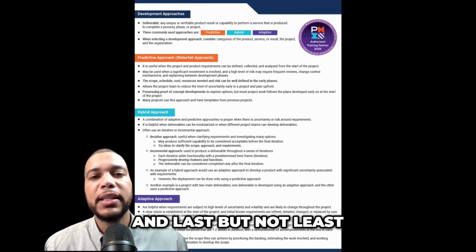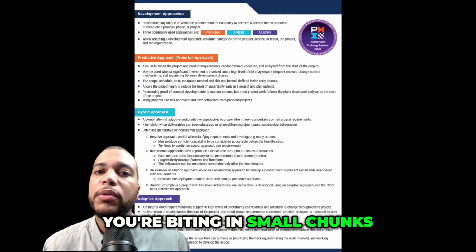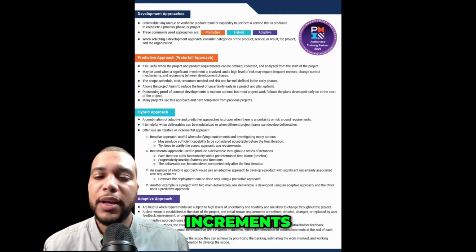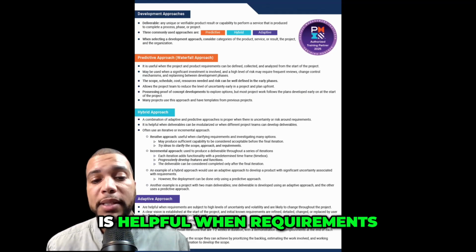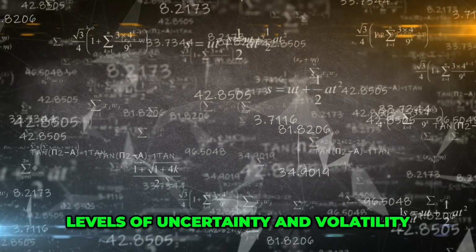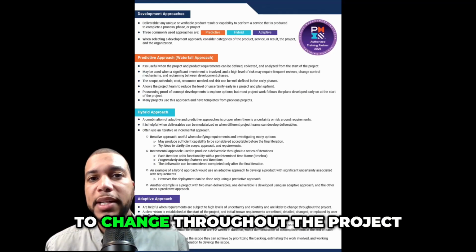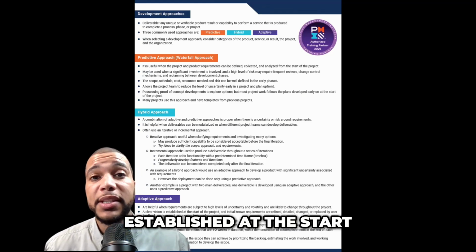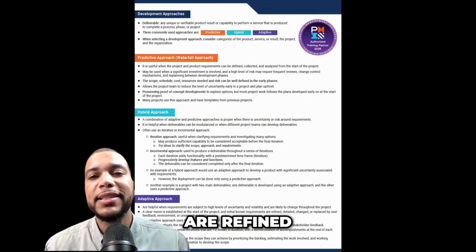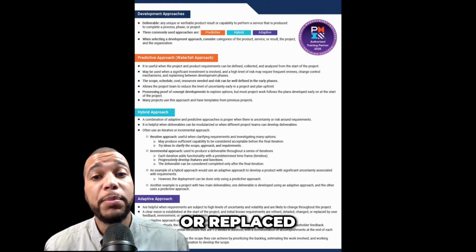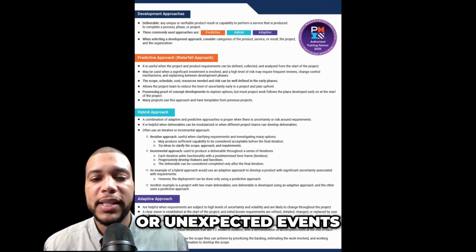And last but not least, we're going to talk about the adaptive approach. You're biting off small chunks: iterations, increments. So an adaptive approach is helpful when requirements are subject to high levels of uncertainty and volatility, and they are likely to change throughout the project. A clear vision is established at the start of the project, and initial known requirements are refined, detailed, changed, or replaced by the user feedback, environment, or unexpected events.